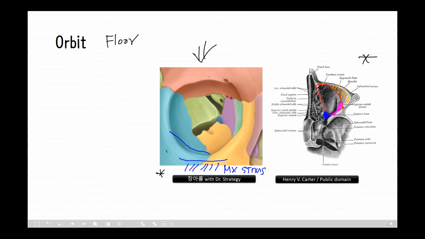So it means that under this inferior orbital fissure, far from your side, there will be the pterygopalatine fossa, and anteriorly, below this figure, the infratemporal fossa.